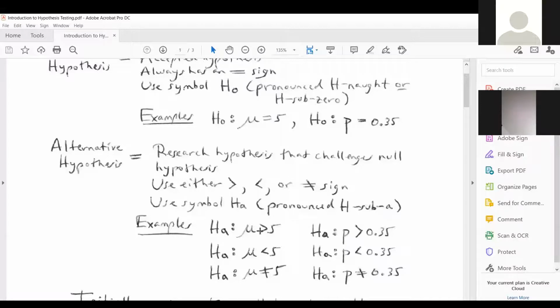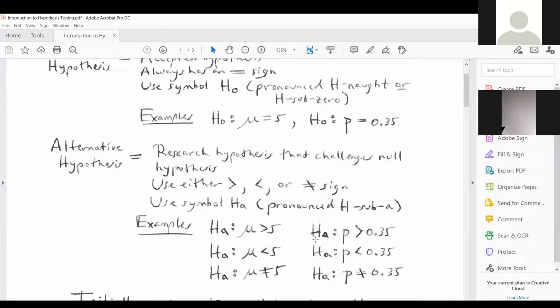But some examples would be, for example, if we were testing a population mean of 5 in the null hypothesis, we could, as a competing hypothesis, either have mu greater than 5, mu less than 5, or mu not equal to 5. Right now, 5 is just some number I picked. That doesn't mean anything. It's just a particular number.